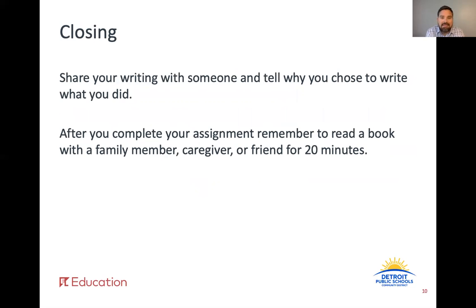Time to wrap up today's lesson. Let's think about how you did with our learning target. I can read the text closely to answer questions. As a closing, share your answers with someone and tell them why you chose to write what you did. Also, remember to read a book today for 20 minutes. You can also read with a family member, caregiver, or friend.